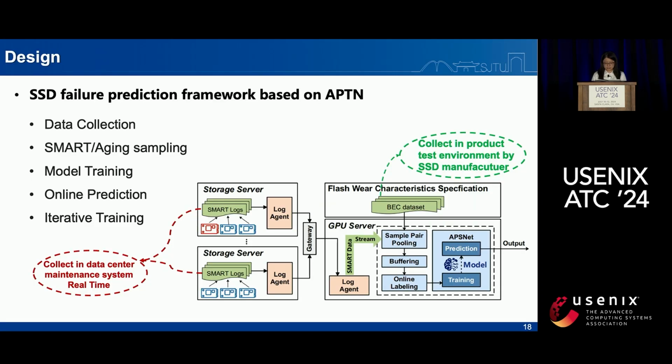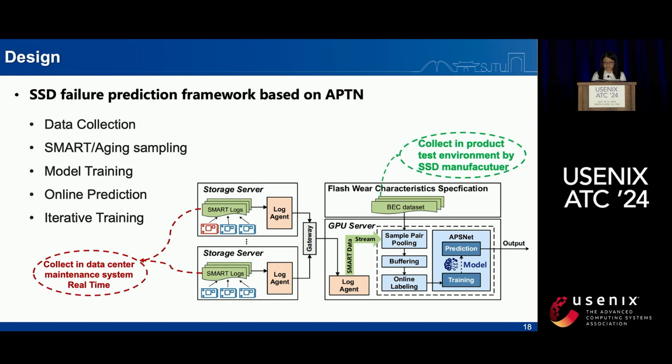So this figure describes our proposed framework for SSD failure prediction. It contains 5 parts, including data collection, the SMART aging sampling module, the model training process, online prediction, and the iterative training process. SSD BEC data here is obtained through the firmware's API interface, and serves as a representation of the SSD's internal wear patterns under different PE cycles.